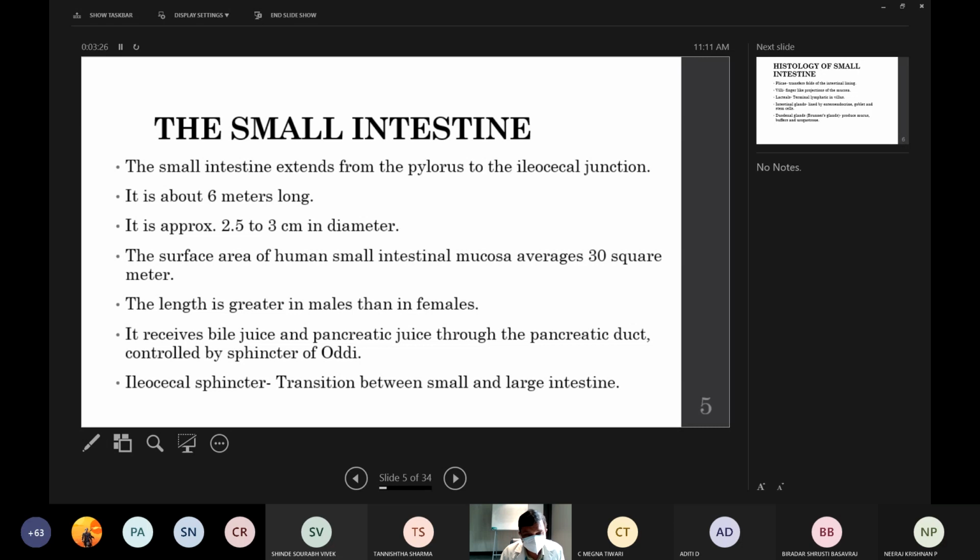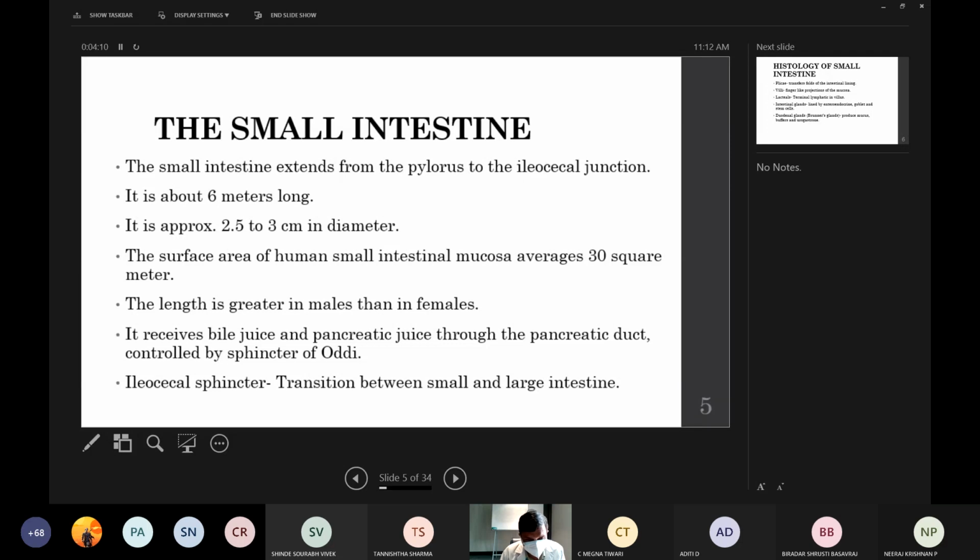The diameter is approximately 2.5 to 3 centimeters. The surface area of the human small intestine mucosa averages 30 square meters because it is an organ of absorption. Hence, it requires a large surface area. The length of the small intestine is greater in males than in females. As the main function is absorption, it requires a large surface area.